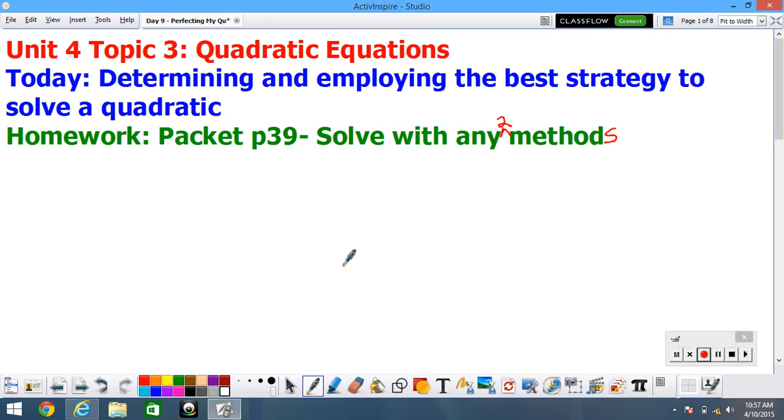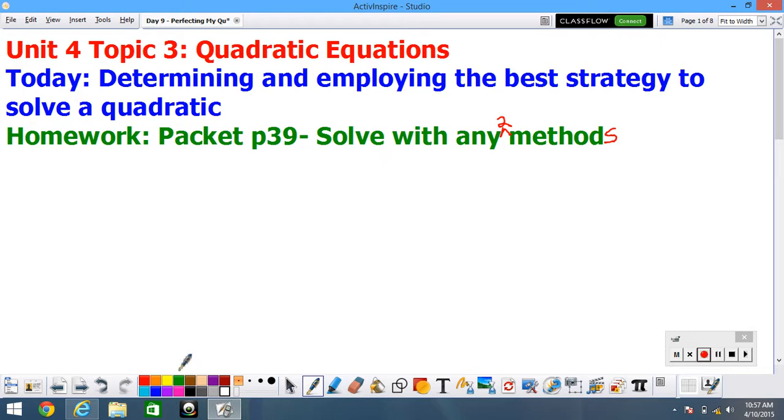Okay, today we're going to talk about solving quadratics with any method and trying to figure out what is the best method and how we are going to figure this out. So what I want you to do is please write down that homework tonight is packet page 39, and what I want you to do on page 39 is to solve it with any two methods you'd like.